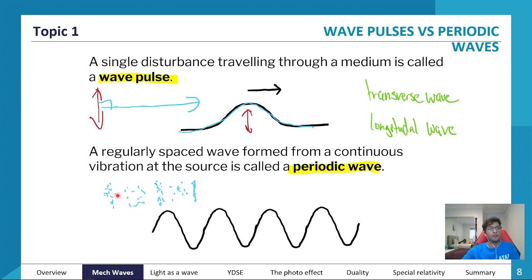And so you have these areas of compression, when the dots are really close together, and places of rarefaction where the molecules are spaced out. And the reason why we call this a longitudinal wave is, let's assume that this is a sound wave and it's traveling to the right.